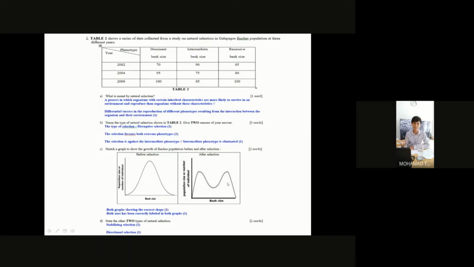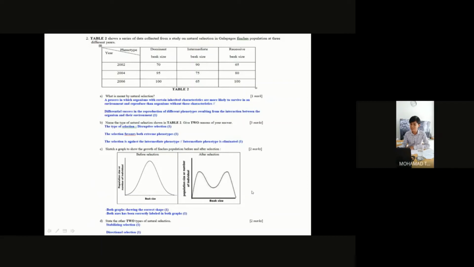So how do we mark this question? The first thing that we look at is the shape of the graph. If the shape of both graphs is correct, before is a normal distribution curve and after is this, you will be awarded 1 mark. Both must be correct to get 1 mark. Then we look at the axes of both graphs. Make sure the axes of both your graphs have been labeled. When you are asked to sketch a graph, do not leave the axes empty. So if both axes of both graphs have been labeled, then you will be awarded another 1 mark. So in total, you'll be given 2 marks.